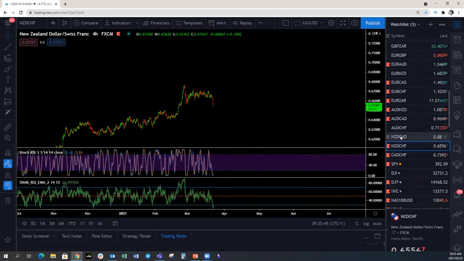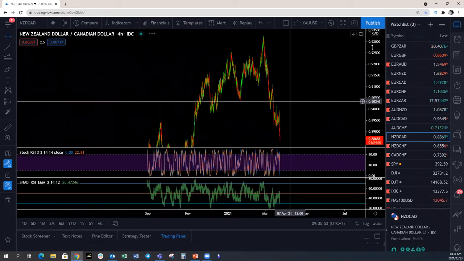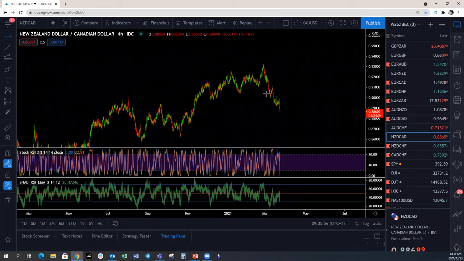Chima says, and the ending diagonal. I'm not sure if you're referring to New Zealand CAD. I don't necessarily see any ending diagonal.